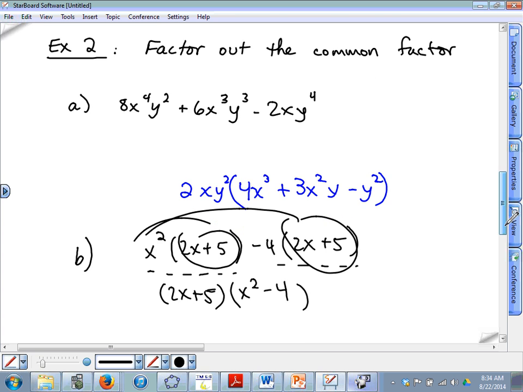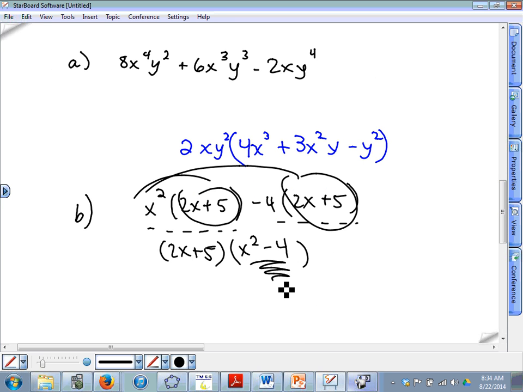Now, you may not be familiar with this, but this actually factors a bit further. Raise your hand if you're familiar with the phrase difference of squares. If not, okay, but it's something you need to become familiar with. Difference means subtraction. These are two perfect squares. This factors into x minus 2, x plus 2. That factors into 2x plus 5.